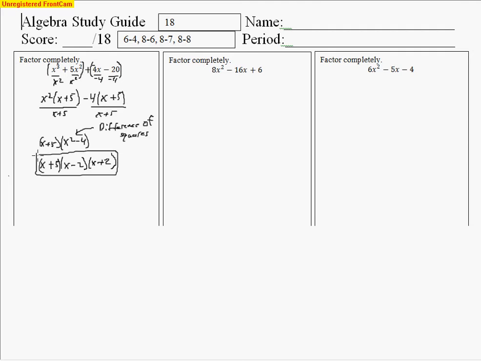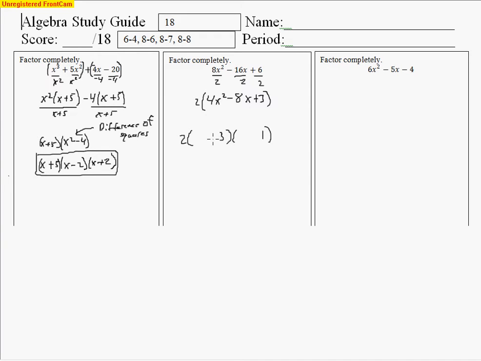So looking at the next one, factor completely again. Look for common factors. I see a 2 goes into each of these terms, so I'm going to pull out the 2. I'm left with 4x squared minus 8x plus 3. So my strategy on factoring this is looking for the prime number. And the prime number that I'm going to look at is either the first or last term. In this case, I have the last term being prime.